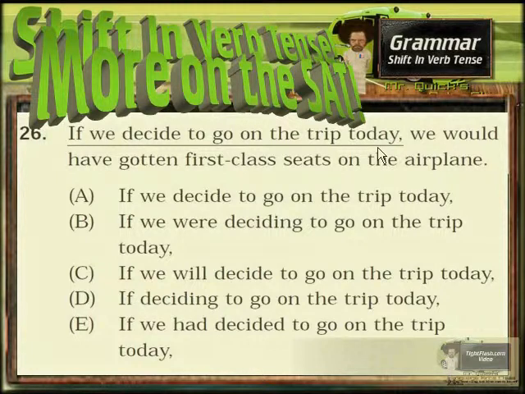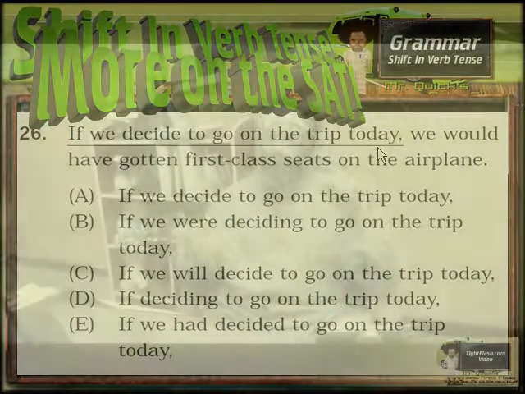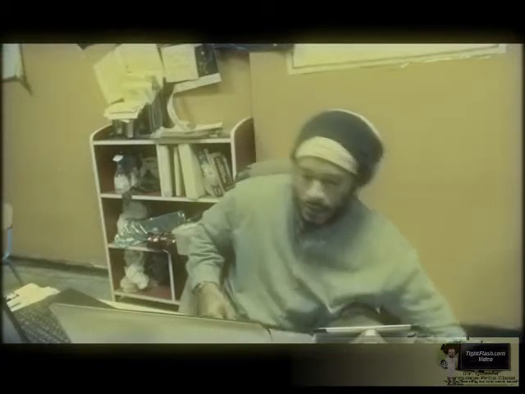If we decide to go on the trip today, we would have gotten first class seats on the airplane. Okay, so let's break the sentence down. Here are our clauses. If we decide to go on the trip, that's the one clause. We would have gotten first class, that's the second clause. So we have two clauses here with two subject-verb relationships. Definitely a verb tense situation going on here. Decide is present tense. Would have gotten is progressive tense, dealing with the past.